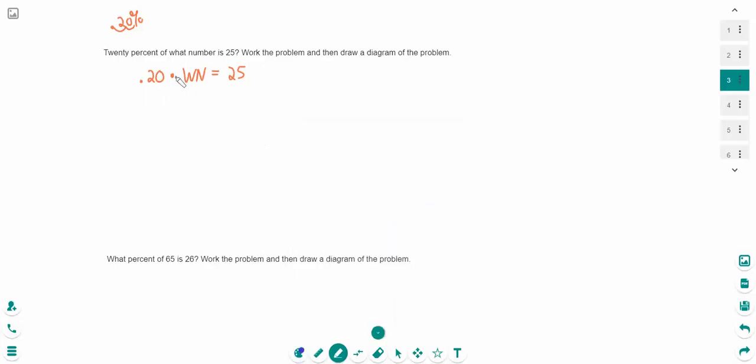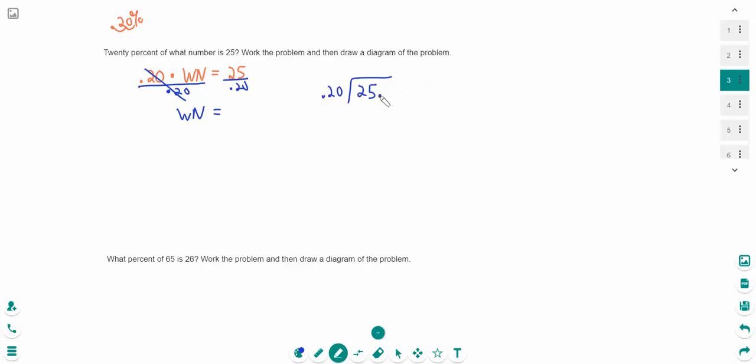So what steps do I need to take? Well, this should be all very much review, but we need to get rid of the 0.20 near the what number. So it's being multiplied by the what number, so we'll divide it by the what number, right? These will cross out, and we get what number is equal to 25 divided, let me put this over somewhere else, 25 divided by 0.20, all right? So here we have to remember how to divide when we have a decimal point in the quotient.